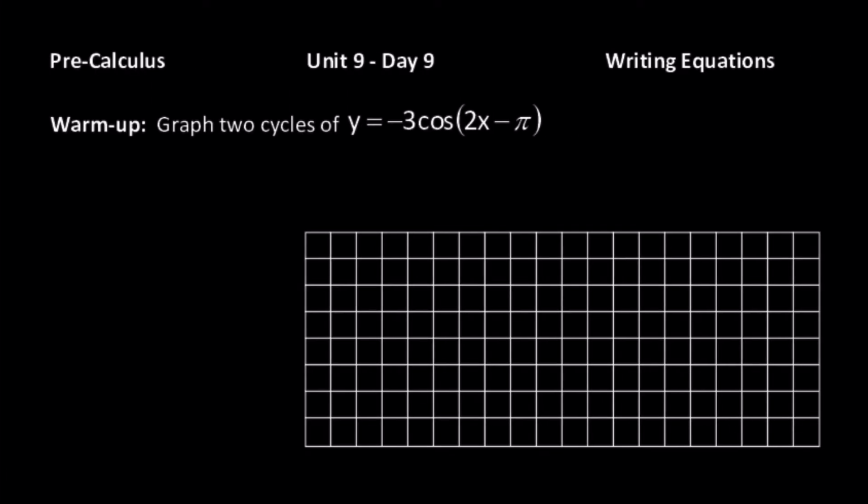Let's start with a warm-up of graphing, because that's going to help us work backwards to write the equations. Graph two cycles of y equals -3 cosine (2x minus pi). So this has a phase shift, which means we need to factor that out. -3 cosine, let's factor out the 2. If you divide both those terms by 2, you get x minus pi over 2.